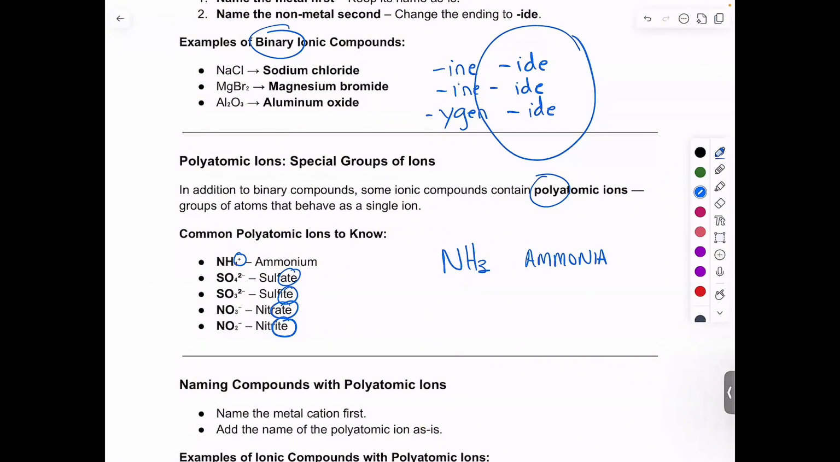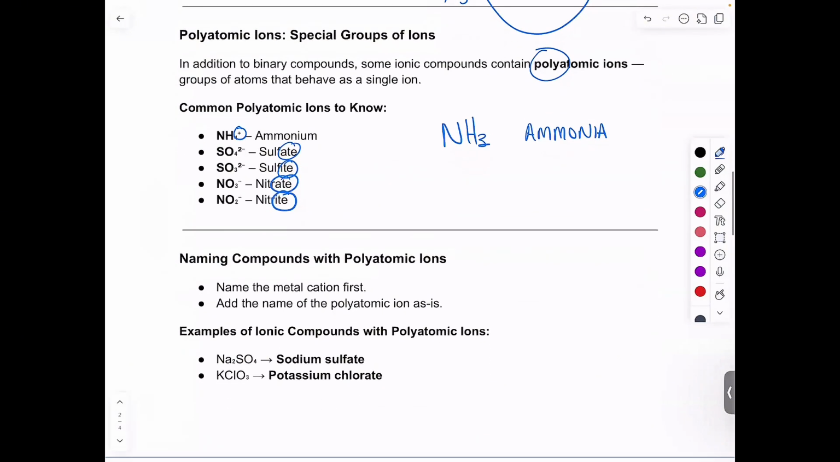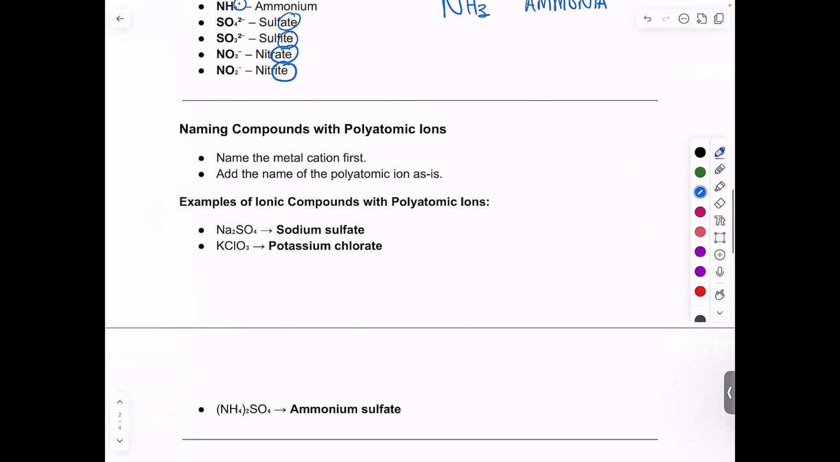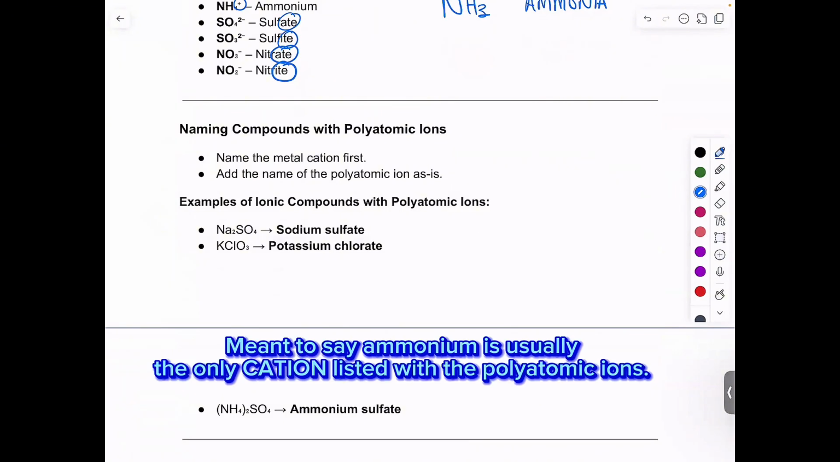Now, with naming any ionic compounds that have polyatomic ions, you only name the first element, the metal, first, just as you would in the binary ionic world. And then you just name the polyatomic ion second, as is. So for instance, ammonium is your exception.